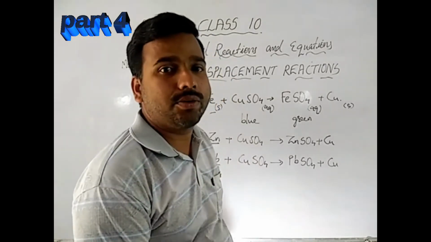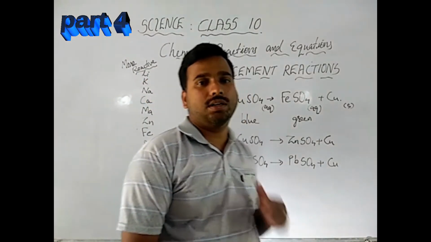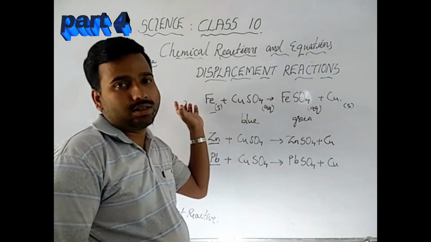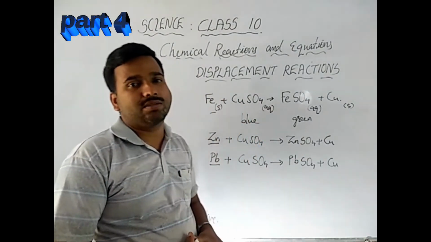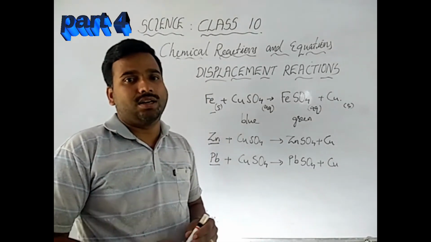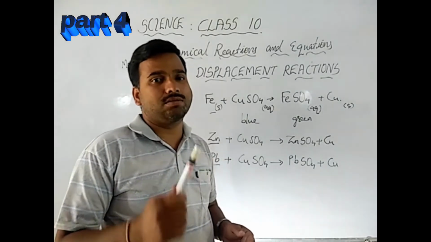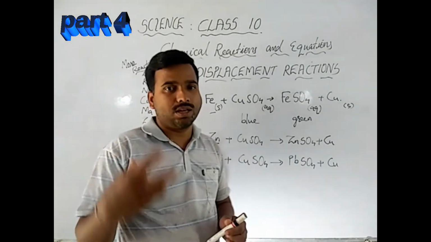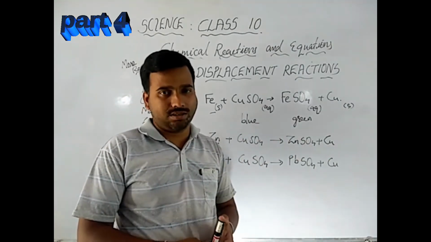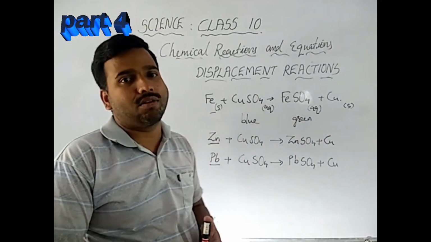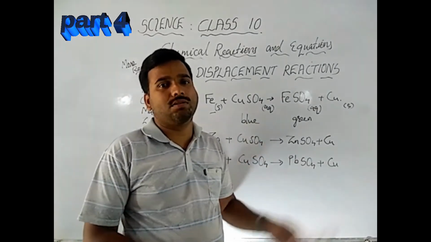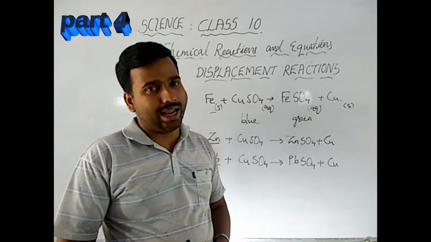Hello dear students, in today's video we are going to discuss the third type of chemical reaction, that is displacement reaction. What do you mean by displacement reaction? When a more reactive metal displaces a less reactive metal from its aqueous salt solution so as to form its own salt, this type of reaction is known as displacement reaction. Displacement reactions are also known as single displacement reactions.